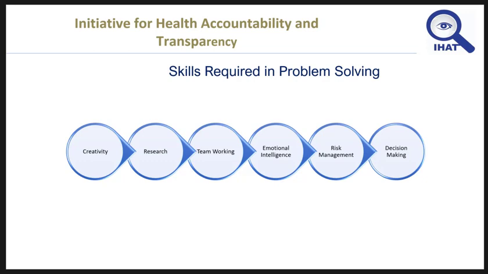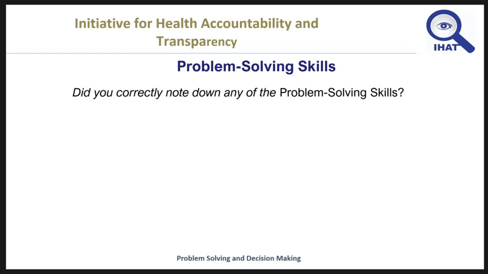The last but not the least skill that we'll be talking about is decision making. Problem solving and decision making are intertwined management skills. Making a decision is an important part of the problem solving process. Did you correctly note down any of the problem solving skills? If you did, that's a great job. And if not, there's still room to go back and check the slides again.